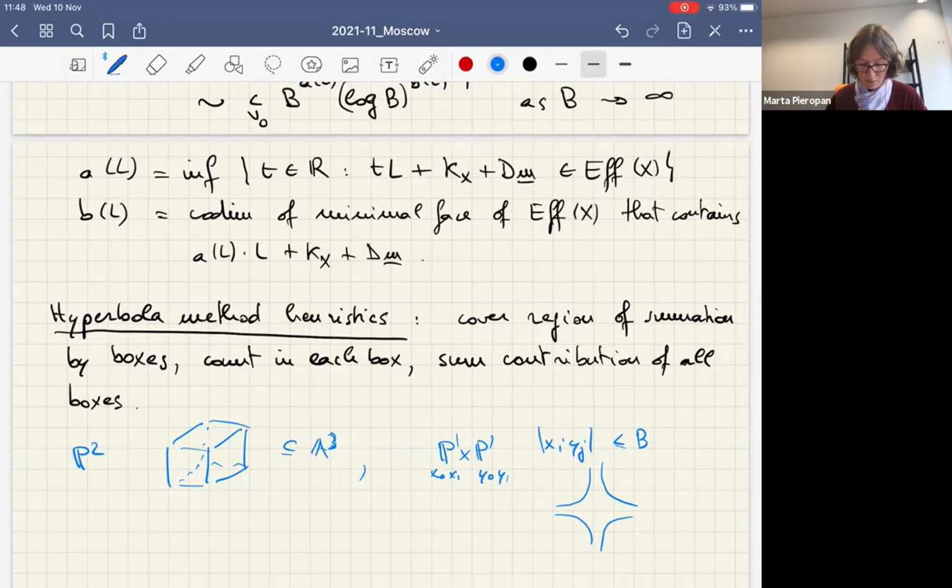There are some other hyperbola methods mentioned in analytic number theory, of which I am not really an expert. But well, that term was coined by Blomer and Brüdern, where they really were working on just products of projective spaces. And here the hyperbolic shape is obvious.